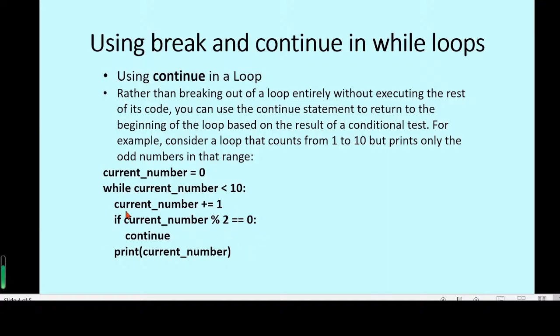Inside the loop, first we add 1 to this number. Then we test if this number modulo 2 equals 0, which means it is an even number, then it will continue. So continue will go back to the while loop without running the rest of the code in the while loop, but not stop this while loop. Just skip the rest of the code and go back to the while loop. So if it is an even number, we do nothing, just go back to the while loop. But if it is not an even number, it's an odd number, then we print this number and go back to the while loop also.